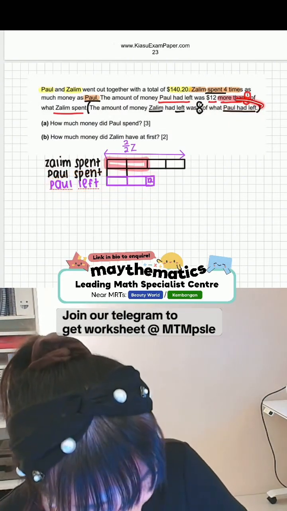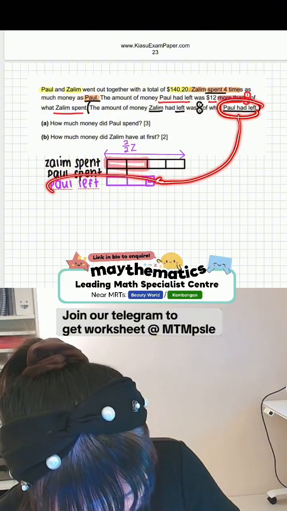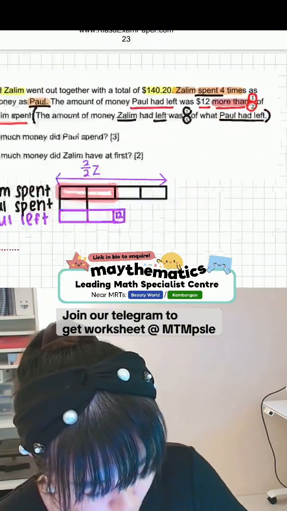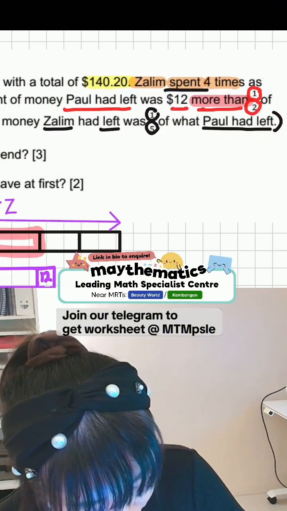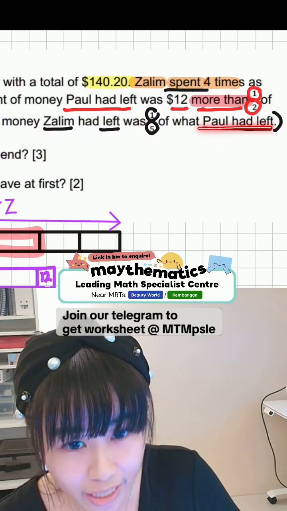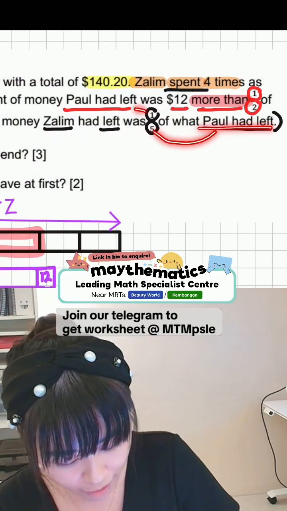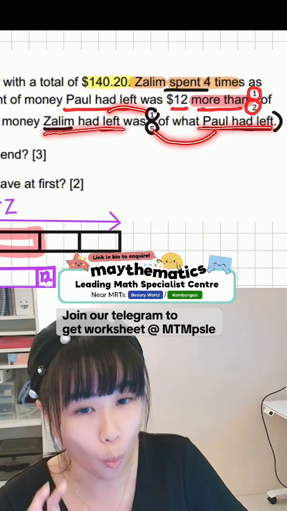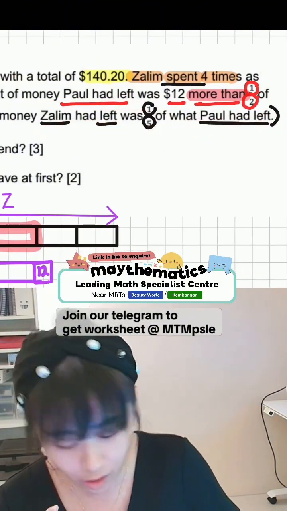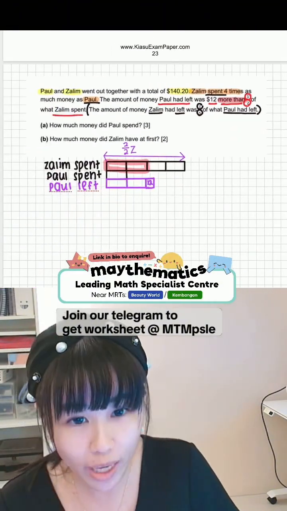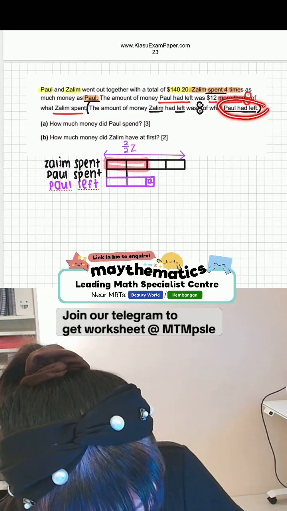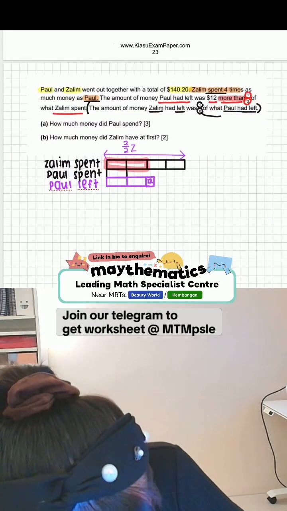So you can link this with your model here, okay? And if I were to zoom in on this, whatever Paul had left is supposed to be those 5 parts, versus whatever Zalim had left is supposed to be that 1 part. Can y'all see from the question? Okay, so whatever Paul had left is supposed to be the 5 parts.